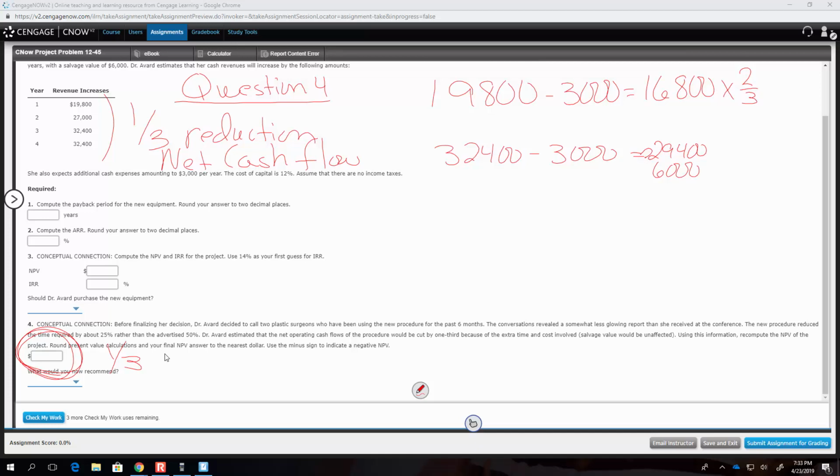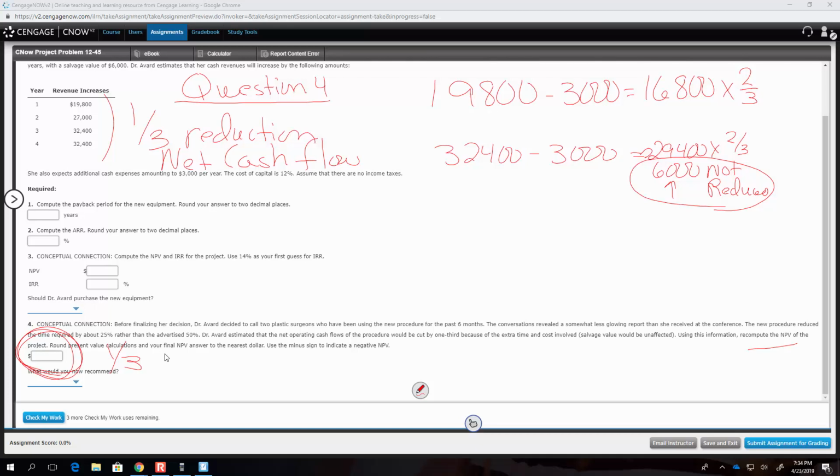Remember, we have the salvage value coming in year 4. We don't reduce the salvage. We only reduce the cash flow, not the salvage. The $6,000 is not reduced in year 4. Okay? So that's another thing that plays into this net present value computation. Because that's what you're trying to do in problem 4, is compute the net present value, assuming the cash flows are reduced by 1/3. That's the goal there.